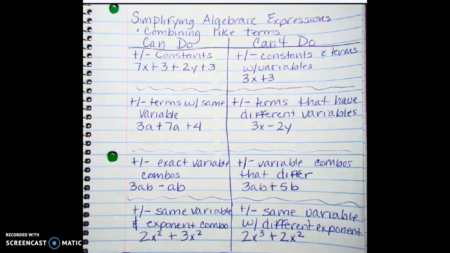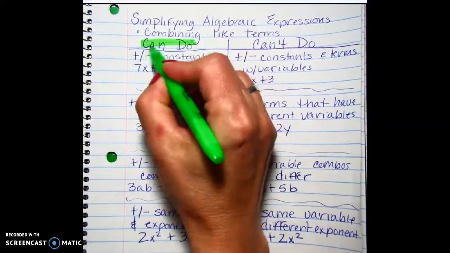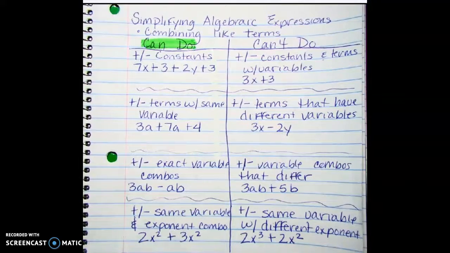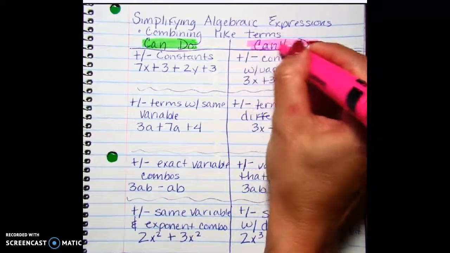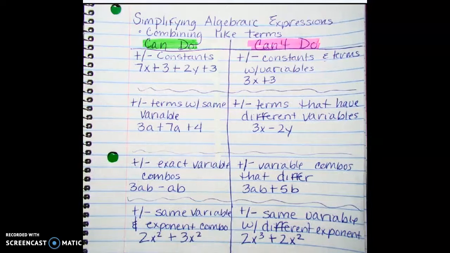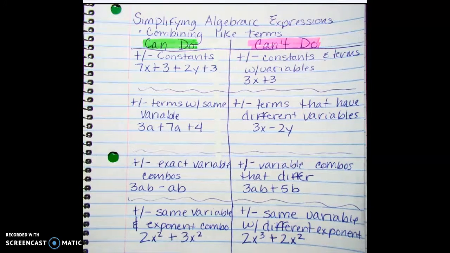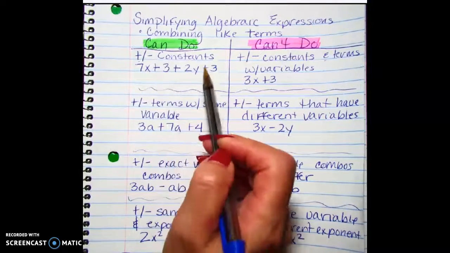We have the can-do side, so I'm going to highlight this in green. And we have the can't-do side, and I'm going to highlight this in pink. Red is go, green is go, red is stop. So we have green and pink, which is close enough. So what can you do when you're simplifying algebraic expressions? Well, you can add or subtract constants.